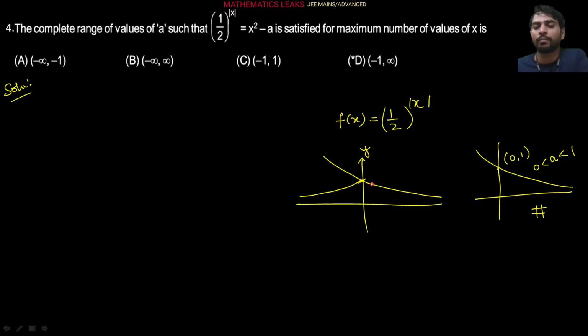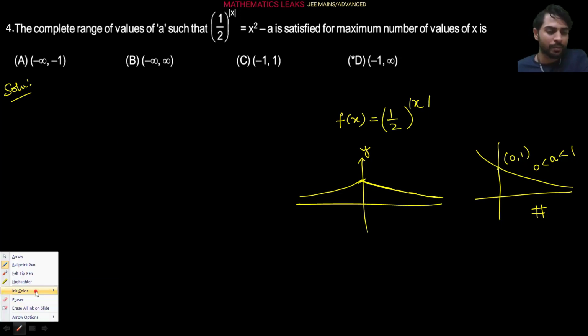So this is the mirror image of the right side portion of the graph about the y-axis. On the right side, this is the graph here. So its mirror image about the y-axis will be like this one, as you can see, correct? Now this is the graph of f(x) = 1 by 2 to the power mod of x. How it is being transformed, I had already shown you.